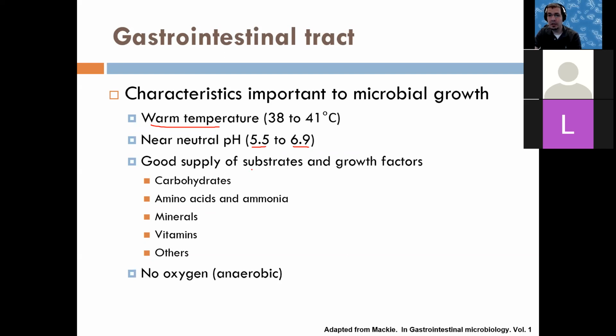Microbes need things to grow. They need substrates and growth factors. And there's a good supply of these in the gastrointestinal tract. Carbohydrates provide energy and carbon. Amino acids and ammonia provide nitrogen. And we have minerals, vitamins, and other growth factors. We'll talk about what those other growth factors can be, but the major ones are carbohydrates, amino acids, ammonia, minerals, and vitamins. And another feature that's important in the gastrointestinal tract is no oxygen. Gastrointestinal microbes are killed by even trace amounts of oxygen. They require a no oxygen, or anaerobic, habitat.